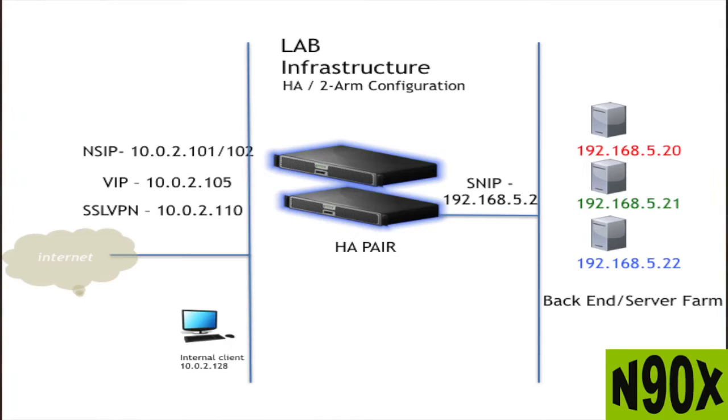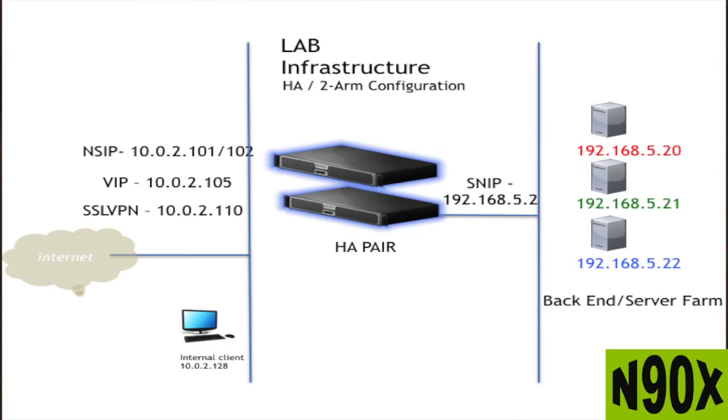So this is my lab infrastructure. It's virtual. I have an HA pair of two NetScalers, and my NSIP, or the administrative IP address for my NetScalers, is 10.0.2.101 and 102. I created a virtual IP, which is where the clients are going to connect to, at 2.105. That's my virtual IP. And for the SSL VPN demo, I've created an SSL VPN, formerly known as NetScaler Gateway, at 10.0.2.110.